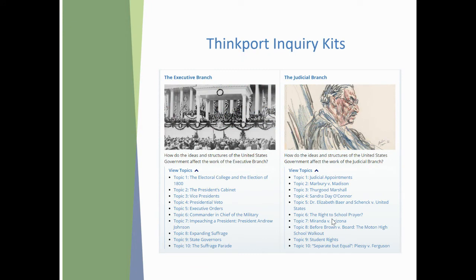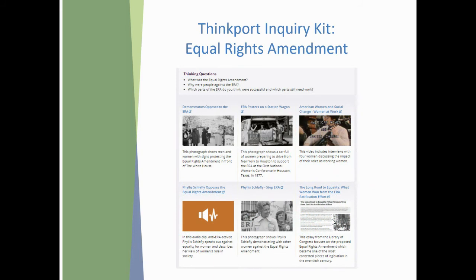Another way to find a narrow topic is to take a look at a primary source set, like those you can find in the ThinkPort inquiry kits. The topic is already narrowed down somewhat, and there are primary sources for your student to kick off their research. These example topics are from 2 units in our U.S. Government Kits collection. And here you can see we have a kit about the ERA. So after taking a look here, your student would come up with a research question on their own to dig deeper.